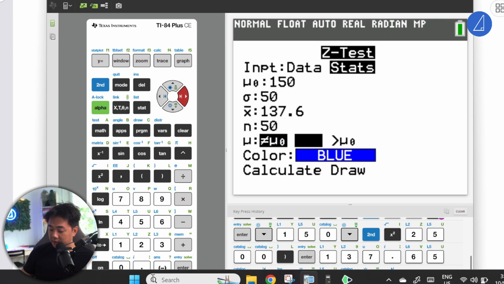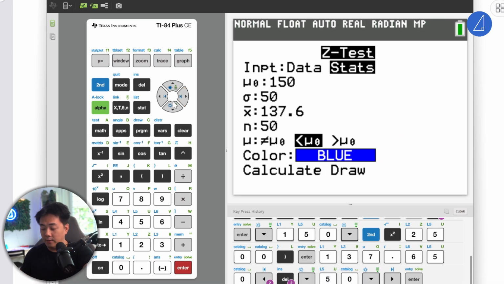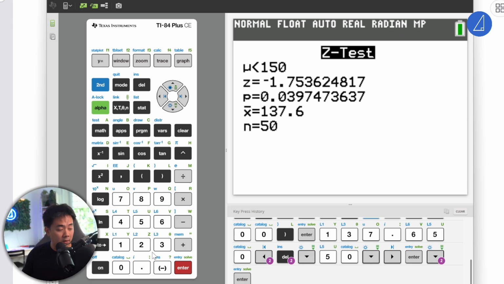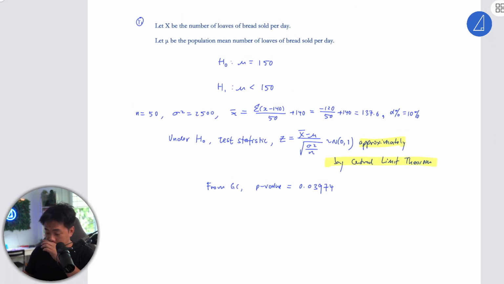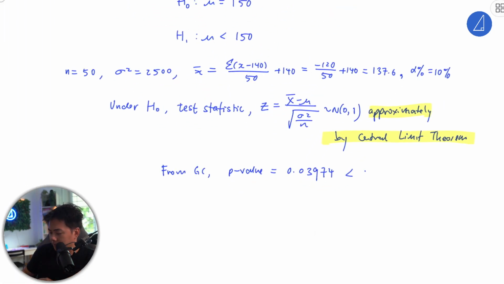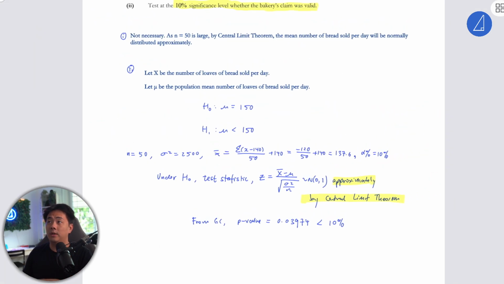This is left tail. I'm going to calculate the p-value. So the p-value will be 0.03974, which is actually less than 10%, which is the level of significance. So we reject H naught. Okay? So we reject H naught.